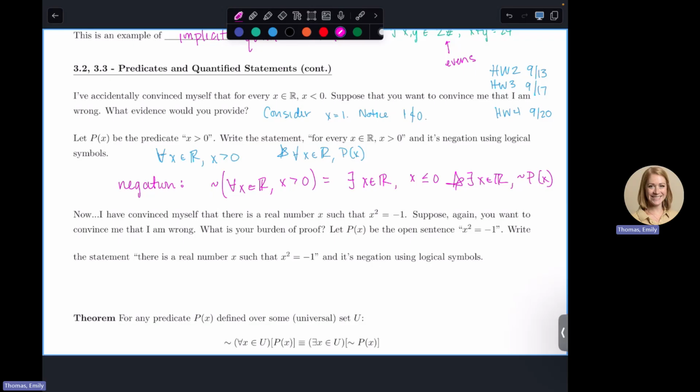Let's pause. Let's write this in symbols, and then we'll talk about what the burden of proof means. So let's put this in symbols. There is a real number x in R such that x squared is equal to -1.